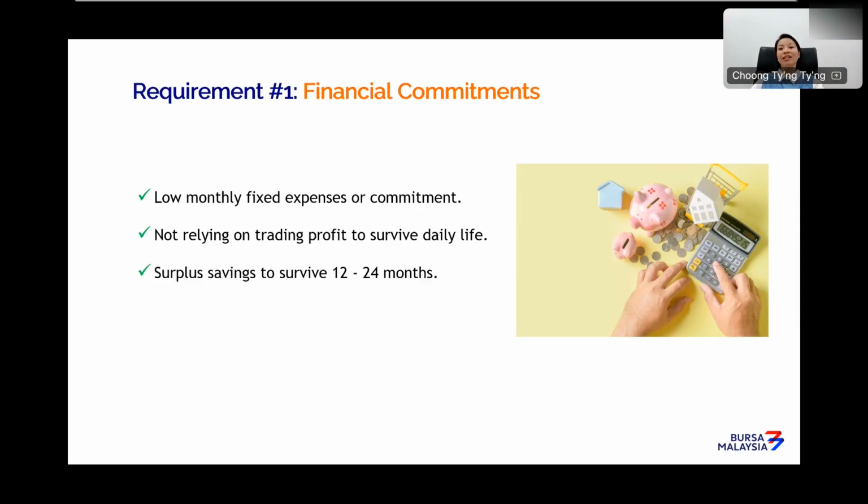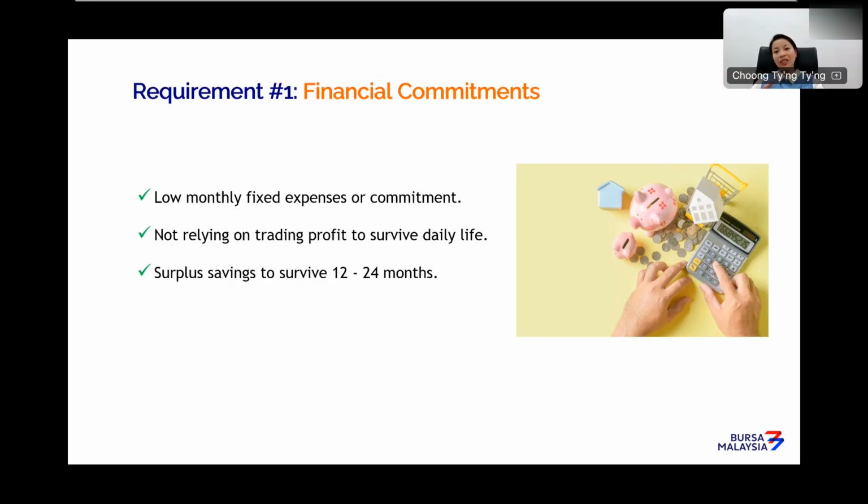Now, the last part is, this is a must. It's one of the points that is a must. You must have savings to survive 12 to 24 months. Meaning, for example, if your monthly fixed expenses is 2,000, and you're going to prepare 24 months, you need to have 48,000 in your savings. And this is on top of your starting capital for trading. This is just your savings.